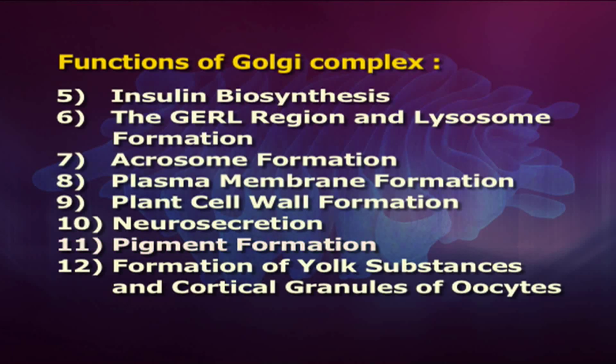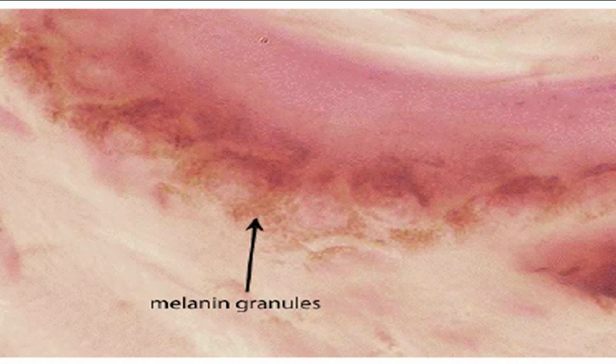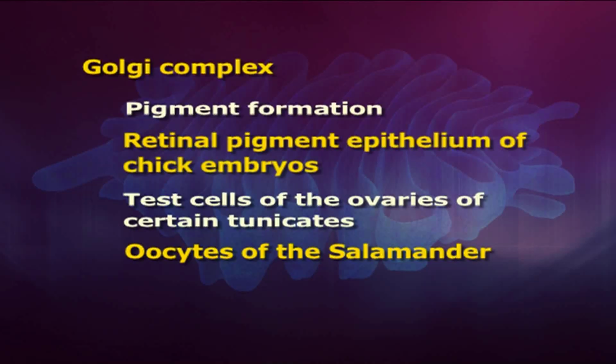Pigment formation. The GERL of the Golgi complex is also involved in the formation of melanin granules. In many mammalian and cancer cells, the Golgi complex is involved in the origin of pigment granules, that is melanin. The Golgi complex has also been associated with pigment formation in retinal pigment epithelium of chick embryos, in the test cells of the ovaries of certain tunicates, and in the oocytes of the salamander.